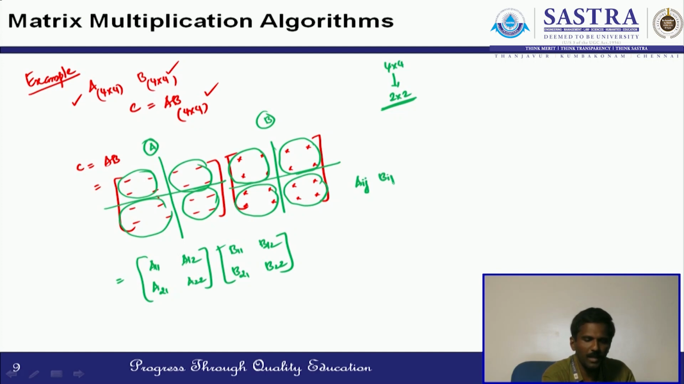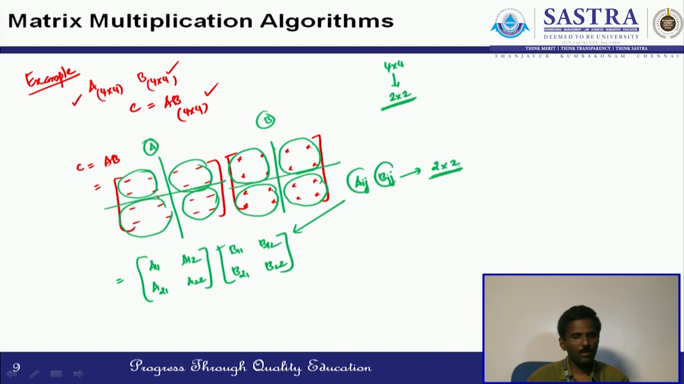and Bij defined in this matrix represents a matrix of order 2 by 2, not 1 by 1. Now consider A11, A12, A21, A22, B11, B12, B21, B22 as 1 by 1 matrices. Then we can find the product using the conventional matrix multiplication algorithm.